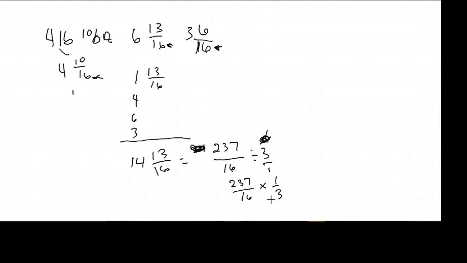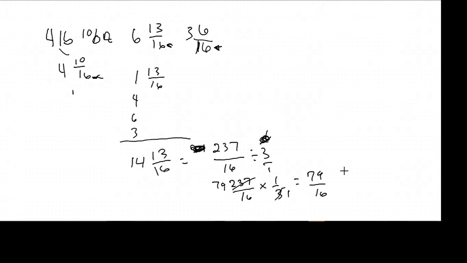237 divided by 3 is 79. Okay, so that goes away. This becomes a 1, and that becomes 79, right? And now I have 79 over 16, and now I can just convert it back. So you have to see how many times 16 goes into 79.